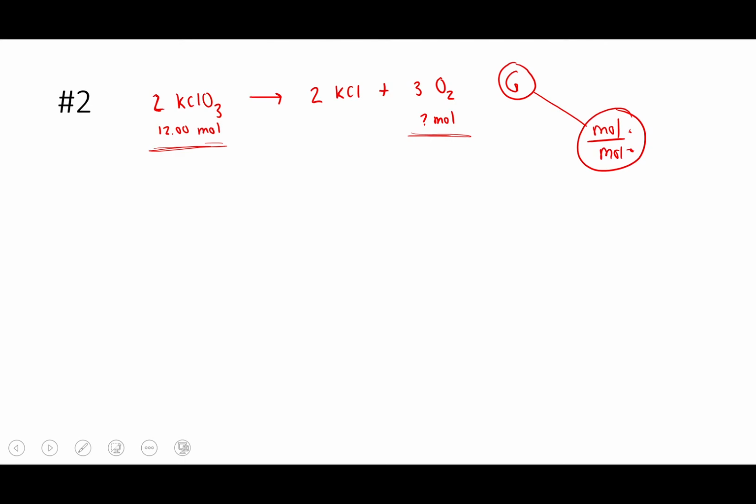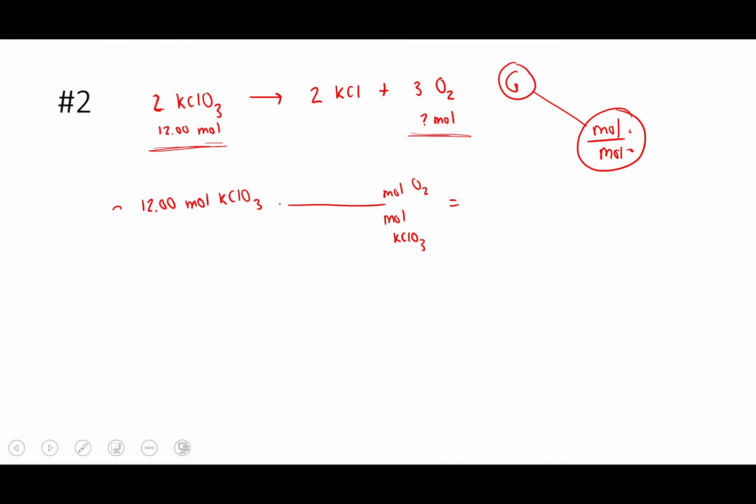I don't have to leave mole island. I don't have to use the periodic table or Avogadro's number. All I need in this problem is just my mole-to-mole ratio. So 12 moles of KClO3 to moles of O2.